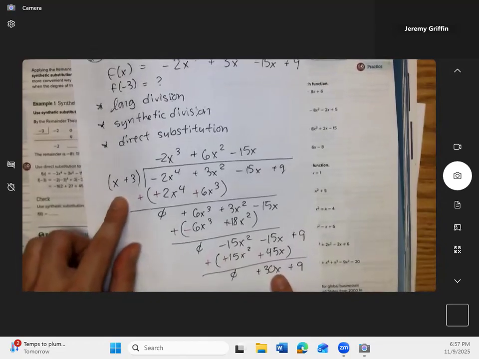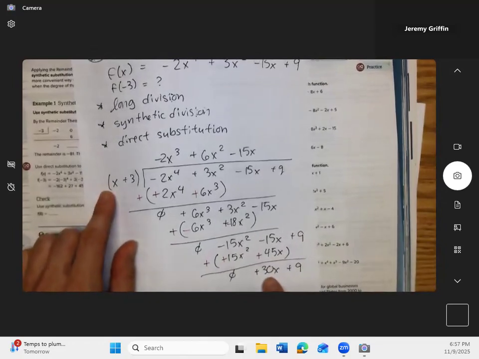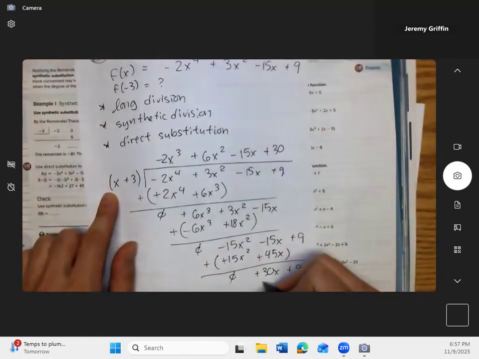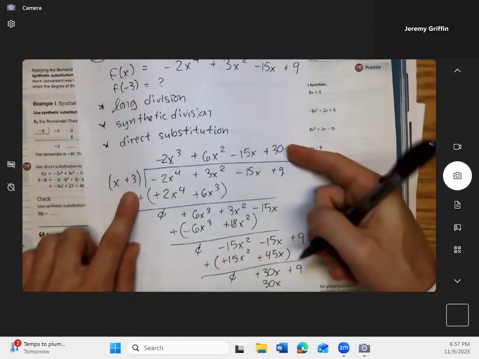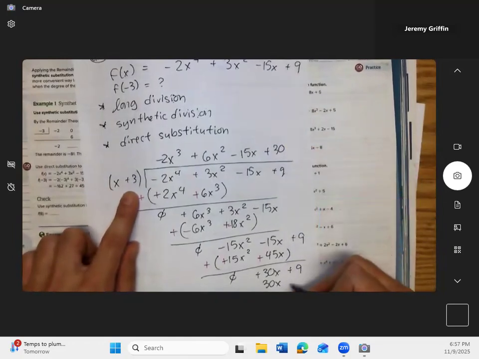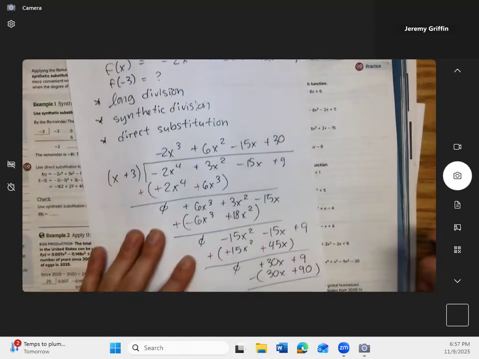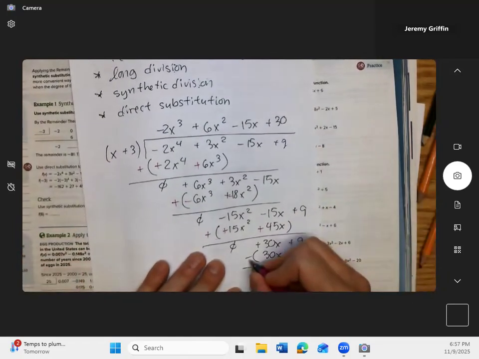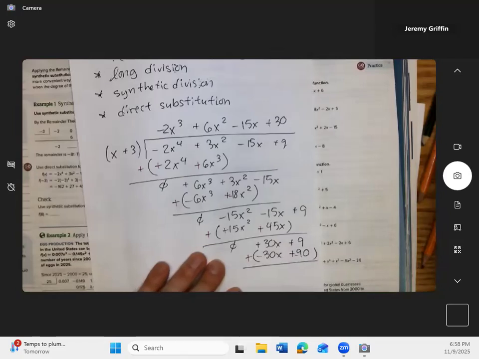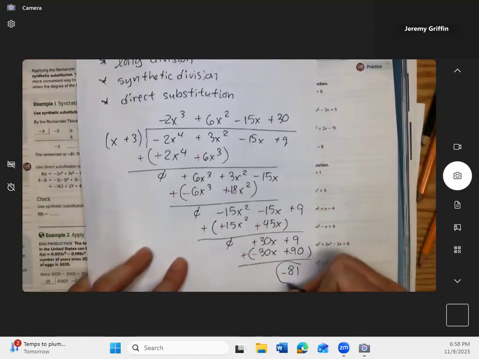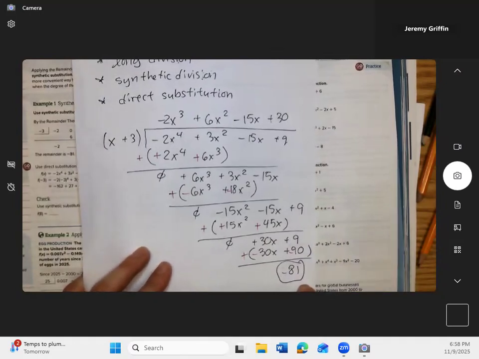Now I can do one more iteration, because x goes into 30x 30 times, so plus 30. Now, 30 times x is 30x, and 30 times 3 is 90. Now I need to subtract this off. Plus, minus, minus, that'd be negative 81. Negative 81 is the remainder.